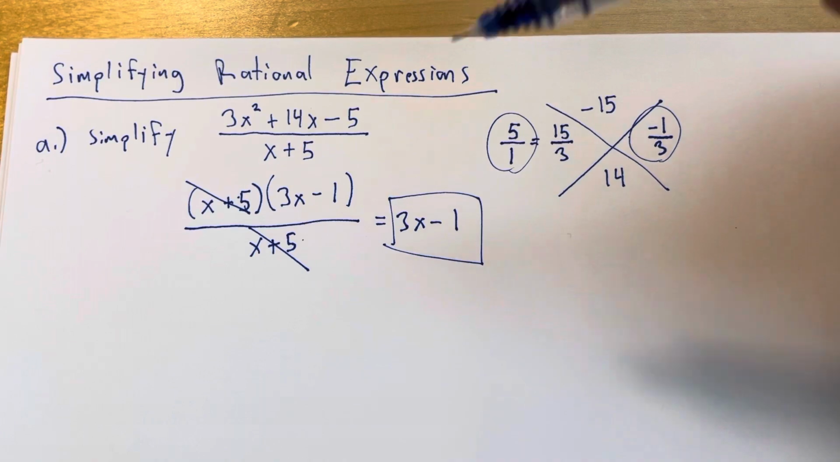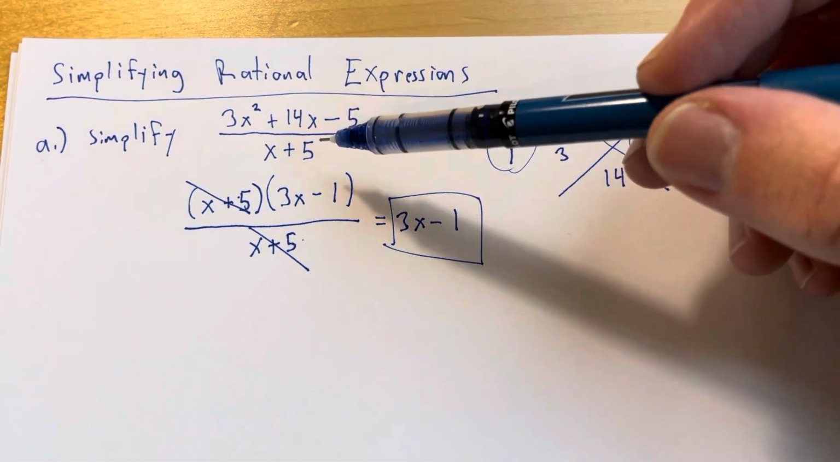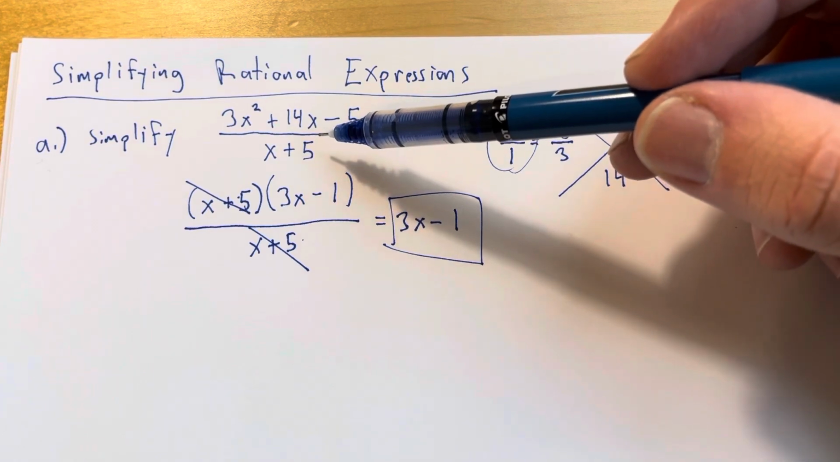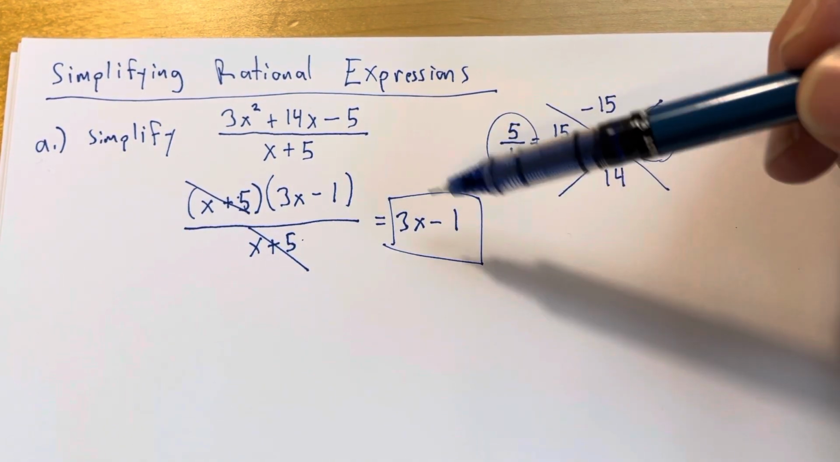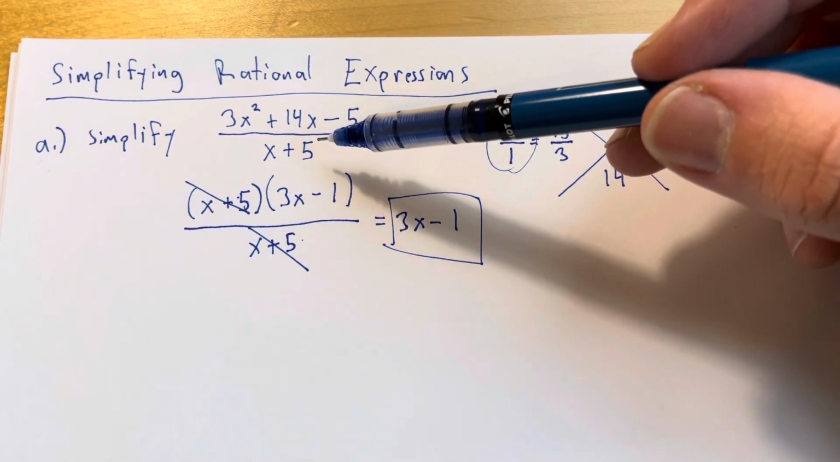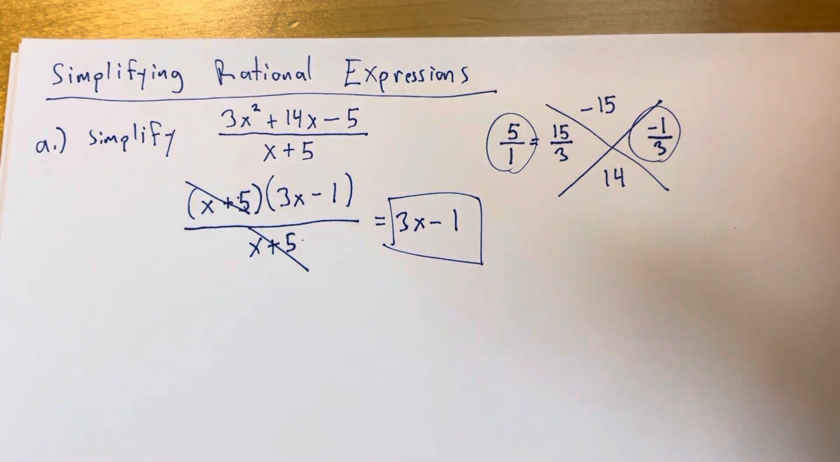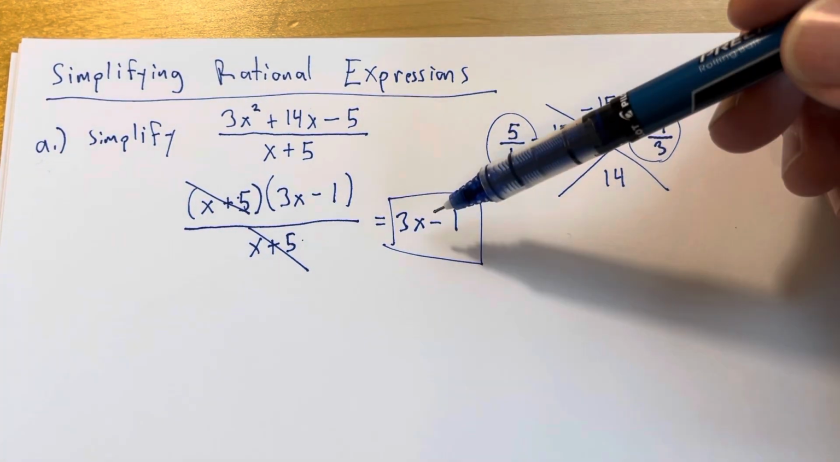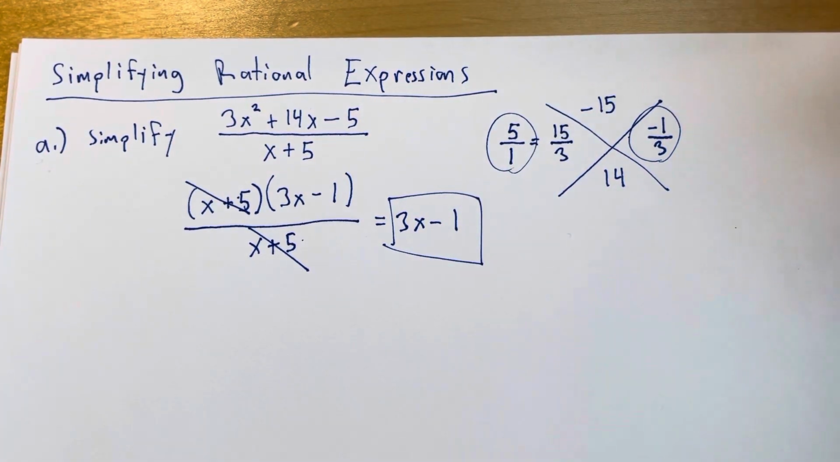But I say almost because there's one exception to that rule. I can't plug -5 into this expression, but I can plug -5 into this one. If I plug -5 into this expression over here, this will be dividing by 0, which we know is not allowable. But if I put a -5 into this expression, I end up with -16. I get a real number.